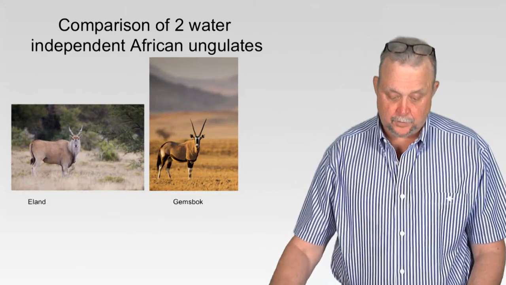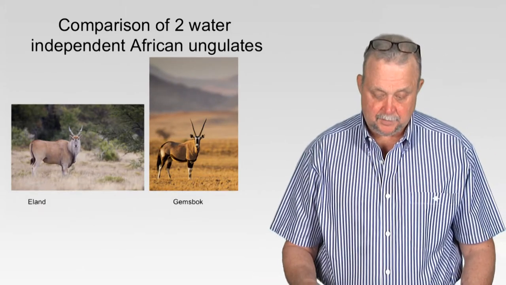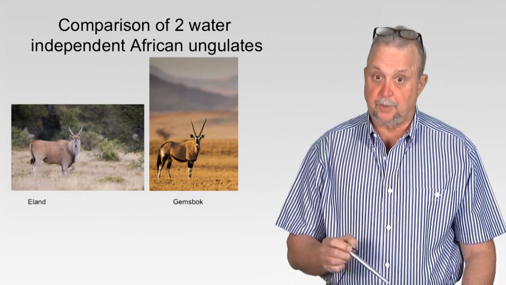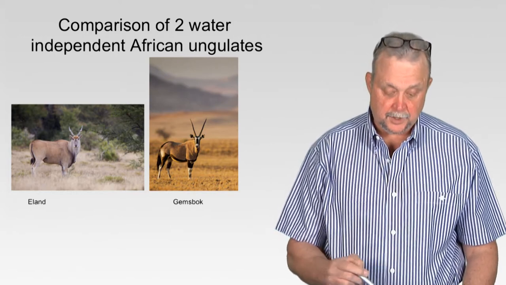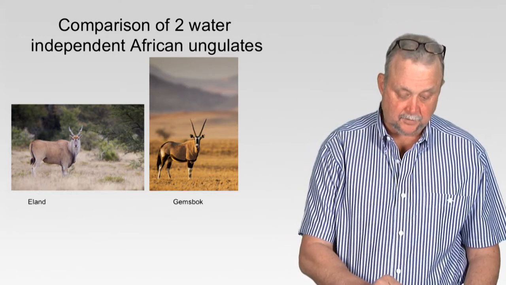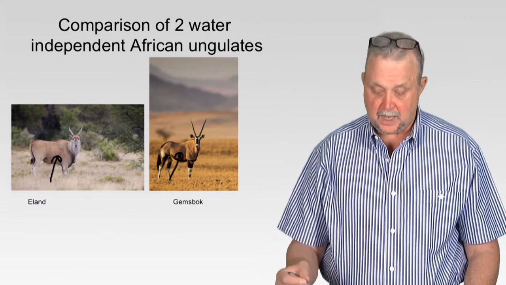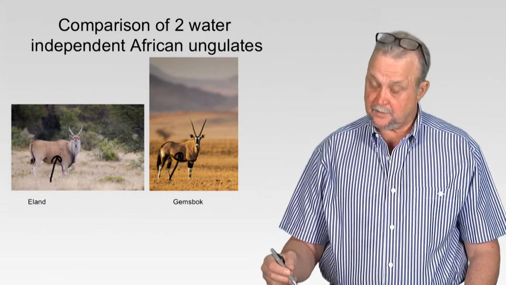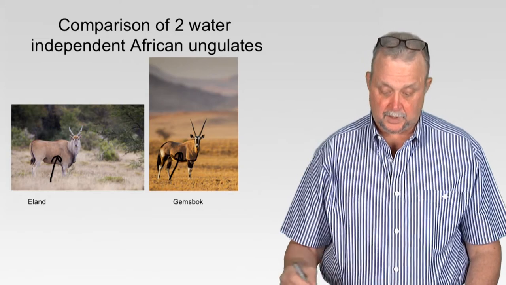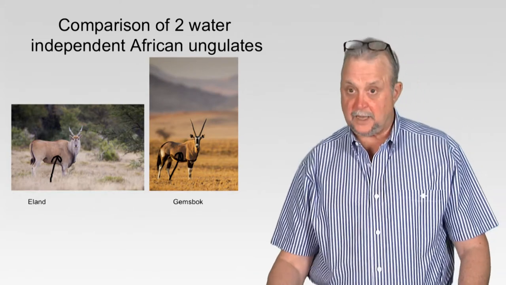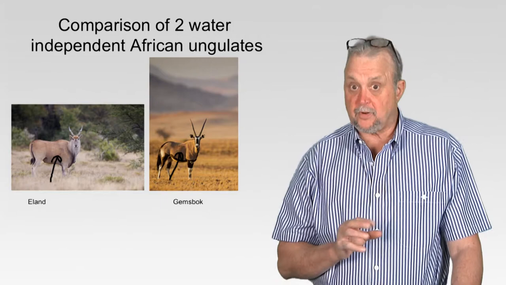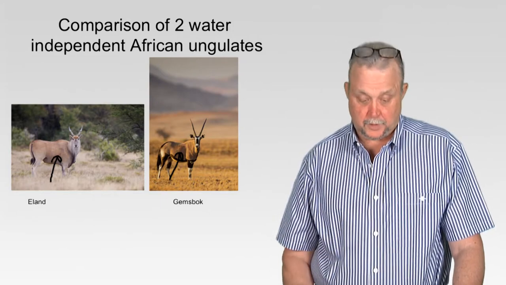Let's look at these two gorgeous animals. This is the Gemsbok and this is the eland. Both of those are very large antelope. This one is about the size of a bison, probably 500 to 600 pounds, and those horns, they can kill lions with them, so can eland. Elands are over 1,000 pounds. Both of them can survive without free water.